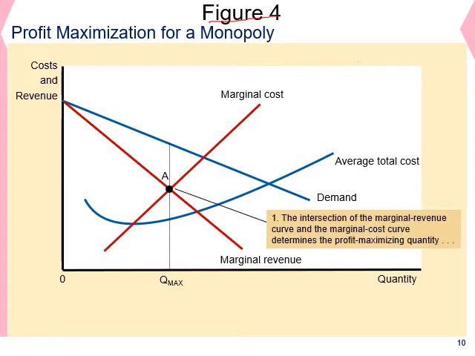Figure 4 deals with profit maximization for a monopoly. We know that a monopoly will maximize profit when marginal revenue equals marginal cost. So the marginal revenue curve, which is this one, and the marginal cost curve intersect at point A, which gives us the quantity for profit maximization. So the intersection of the marginal revenue curve and the marginal cost curve determines the profit-maximizing quantity.